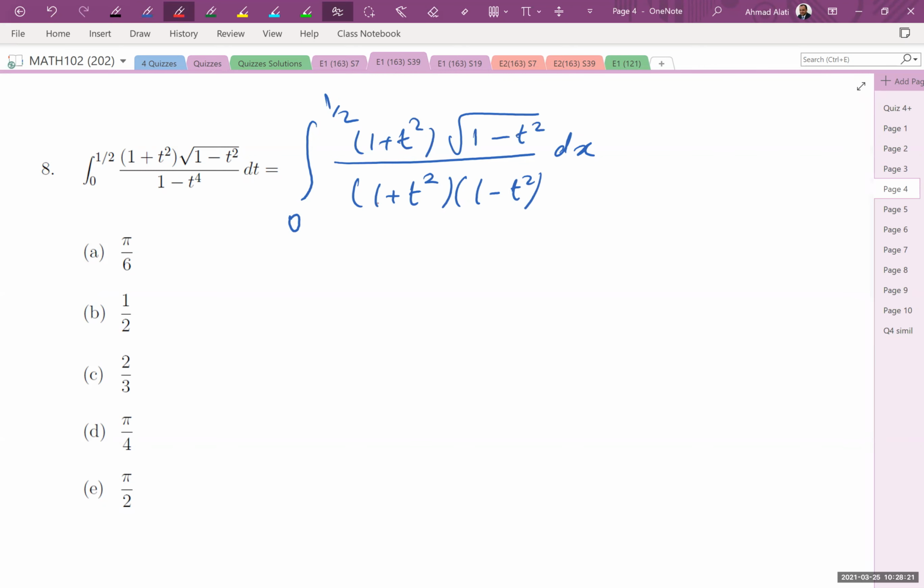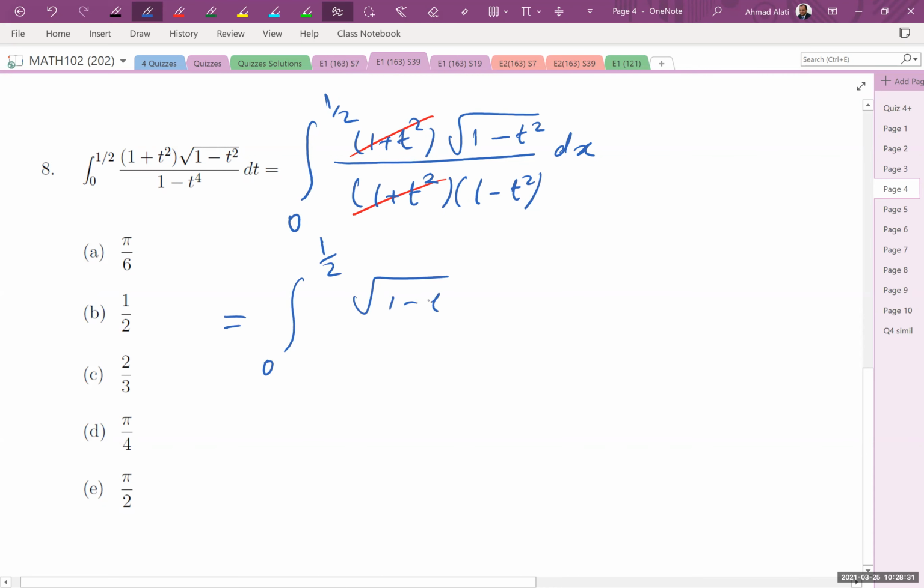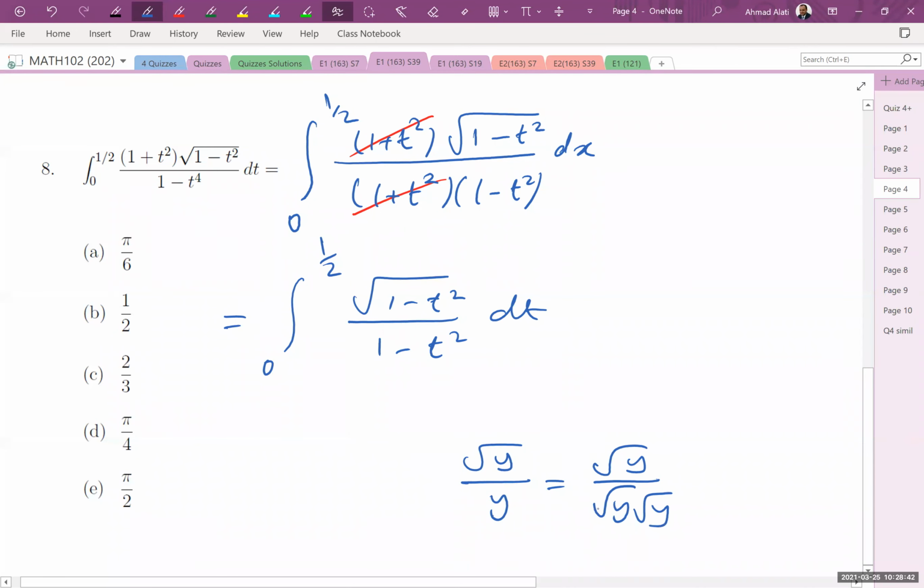So now look what will happen. This will be cancelled with this, and we will have the integral from 0 to a half. Now this is the same as the one in the denominator. So here we have the square root of 1 minus t squared over 1 minus t squared dt. When you have square root of y over y, this is just 1 over square root of y. So this will be the integral from 0 to a half of 1 over square root of 1 minus t squared dt.